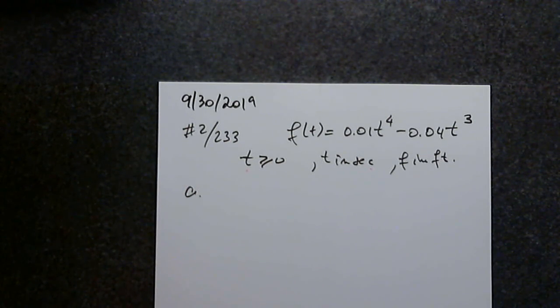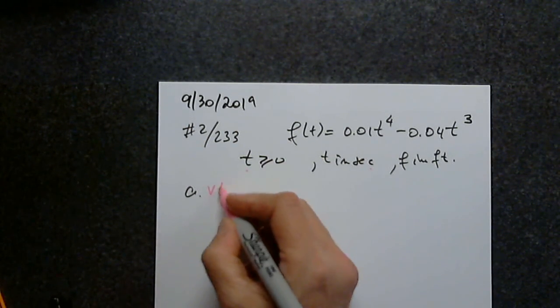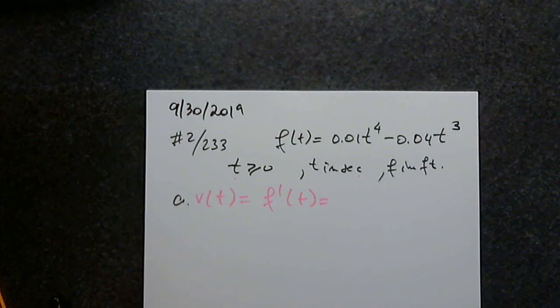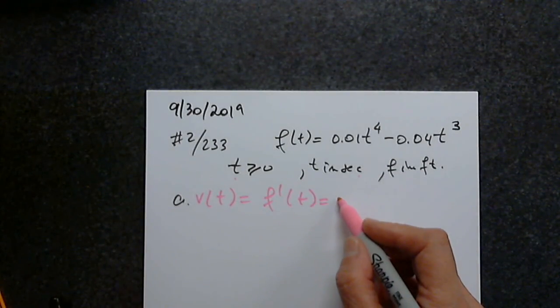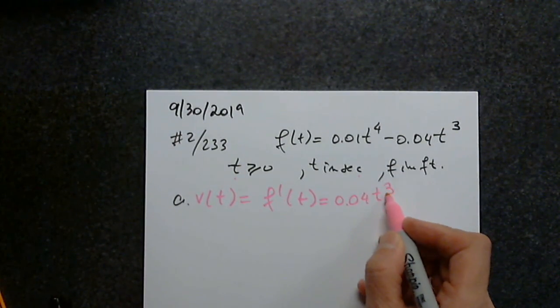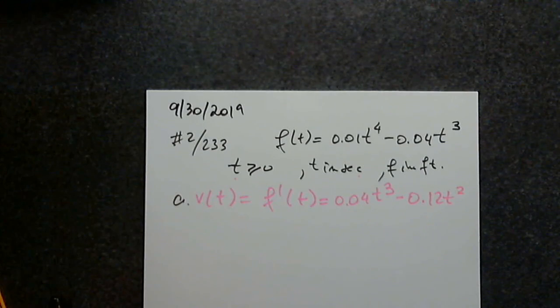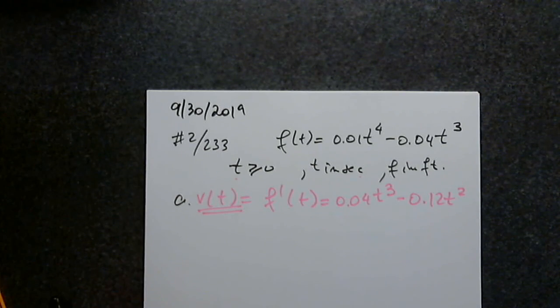What do I have to do? Any suggestions? Yes, very good. F prime of t. Can anyone give us the derivative for this? 0.04 t to the third minus 0.12 t squared. We agree with this. So this is the velocity at time t, the first derivative of the distance formula or function. So far, so good? Questions?